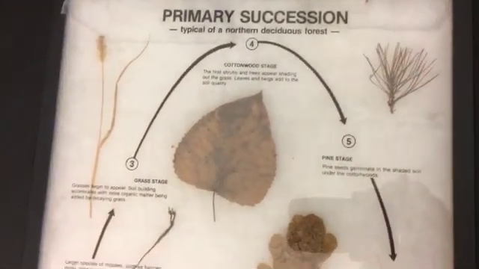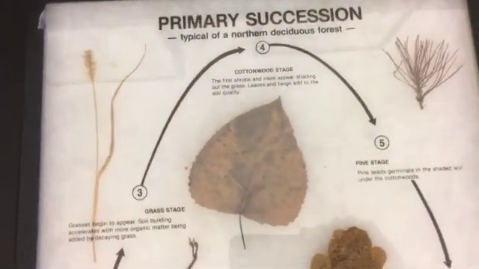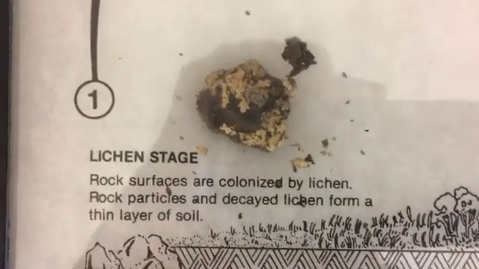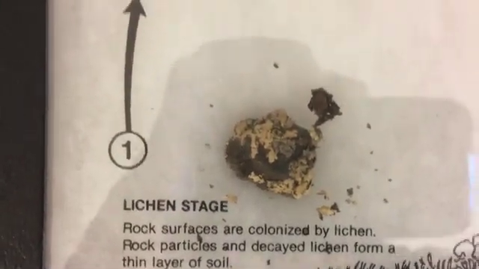So after a terminal moraine is formed, primary succession takes place in order to basically turn it from a barren rock to a full forest. Basically what happens is stage one is the lichen stage, where rock surfaces are colonized by lichen. Rock particles and decaying lichen form a thin layer of soil.